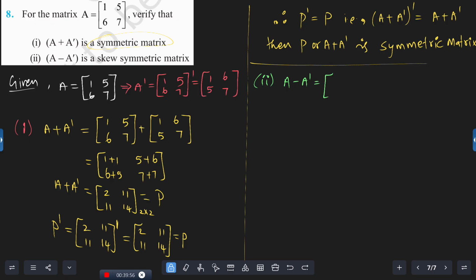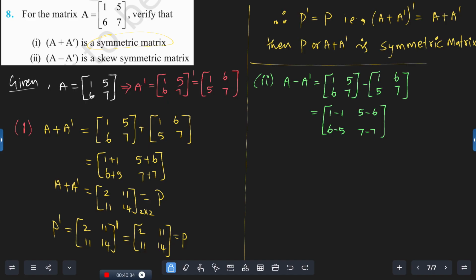First, the A matrix, what do we have? 1, 5, 6, 7, minus A transpose, means A dash, what we have is 1, 6, 5, 7. So these two matrices we have to subtract. When you subtract, 1 minus 1, 5 minus 6, 6 minus 5 and 7 minus 7, the corresponding elements, first element to first, second to second. I hope you know how to subtract two matrices. We have seen it already in the previous exercise.